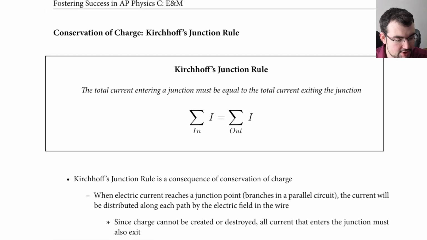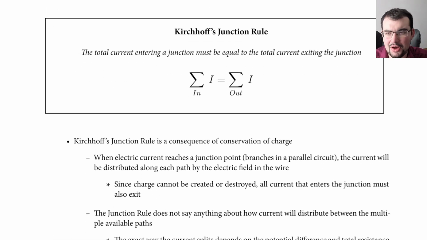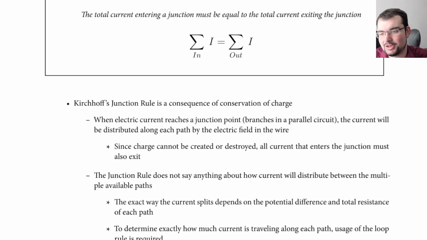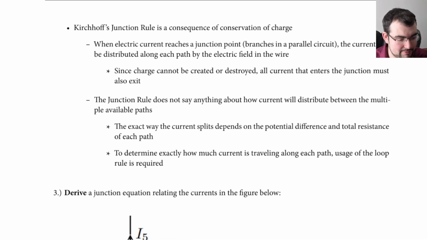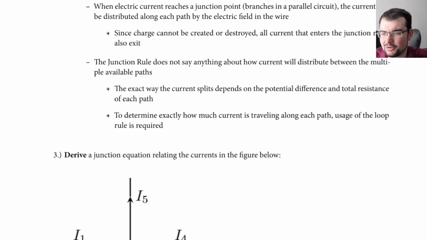The junction rule tells you nothing about how it splits, though. We know that in a parallel circuit, the larger resistances get lower currents, using our fast lane, slow lane analogy, but the junction rule doesn't tell us that. All the junction rule says is that the branch currents must sum to the total.